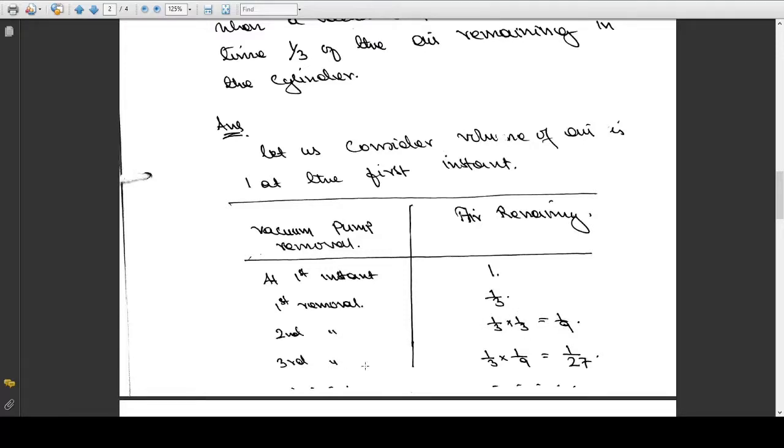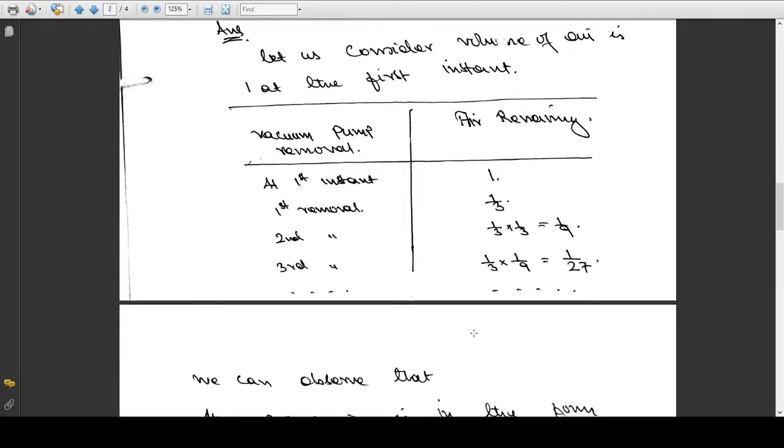At the third removal, 1/3 of the air remaining. The air remaining is 1/9. 1/3 of that is 1/3 multiplied by 1/9, which is 1/27. Now if you look at these numbers, 1 in the first instant, the second is 1/3, the third is 1/9, the fourth is 1/27. Now try to find the difference between any two terms, whether it is constant or not.